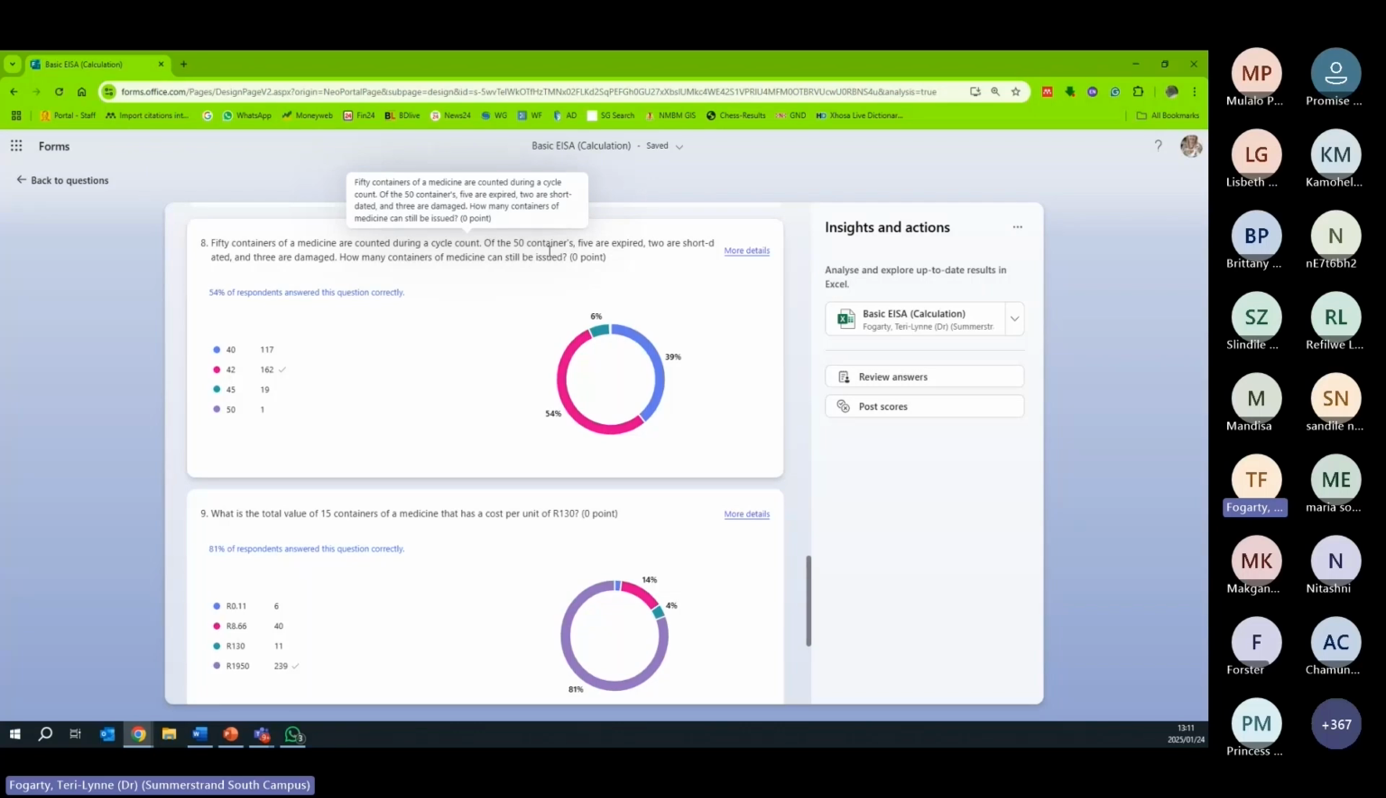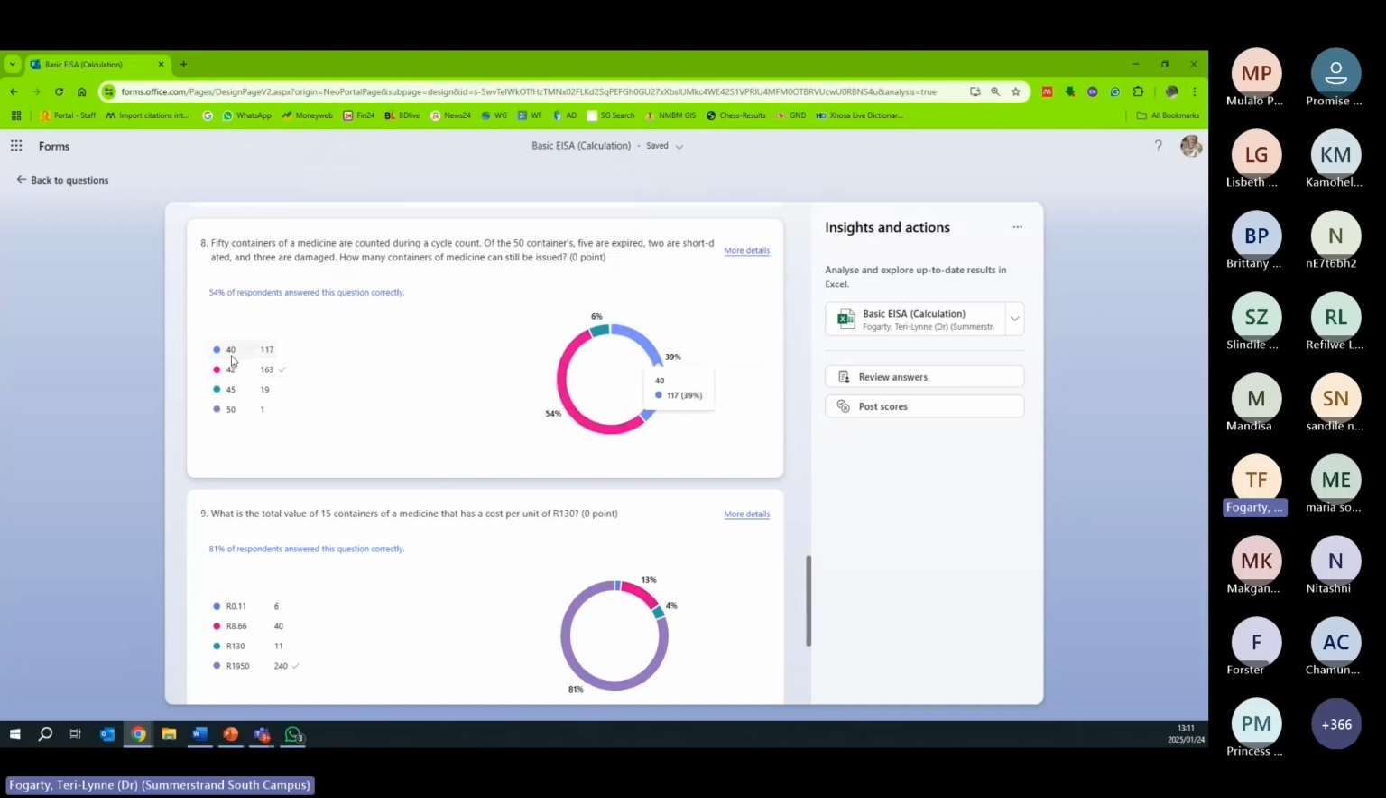So of the 50 containers, 5 are expired, 2 are short-dated, and 3 are damaged. How many containers can still be issued? So you only need to remove the 5 and the 3. So that's 8 containers that you can't use, and therefore the answer is 42.